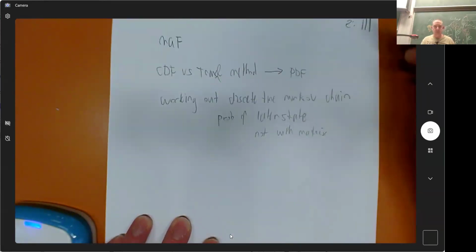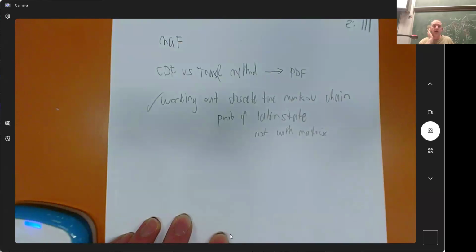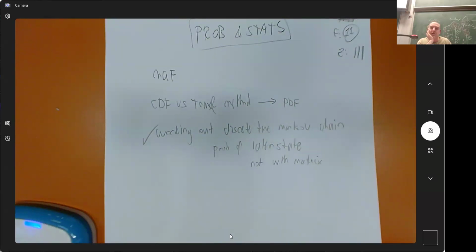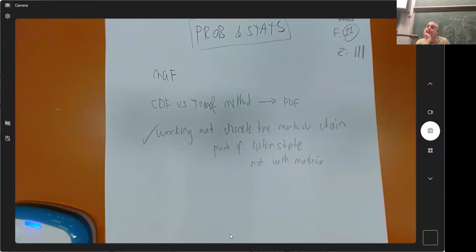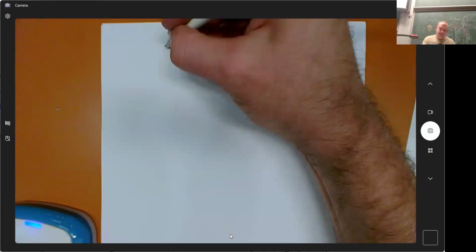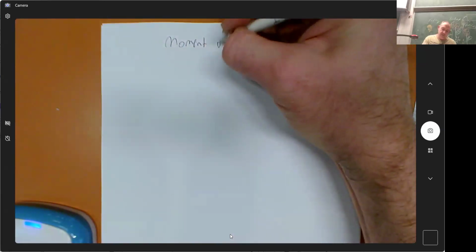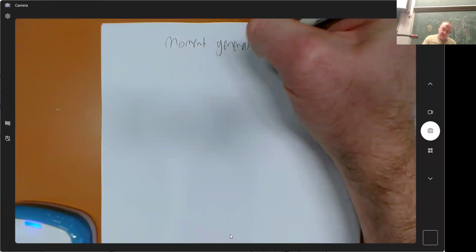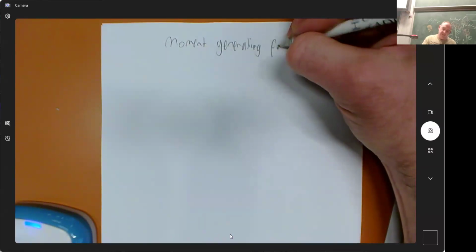So out of our other requests on that one, moment generating functions and CDFs versus transformation methods for finding PDFs, which one do you want to talk about first? Okay. The person who commits gets the thing. Moment generating function.